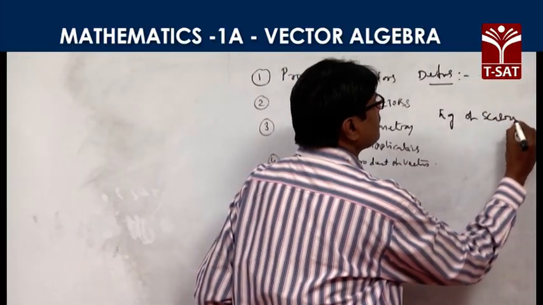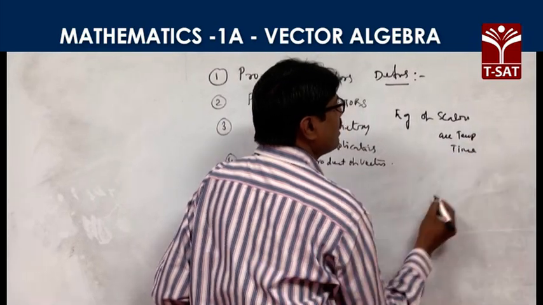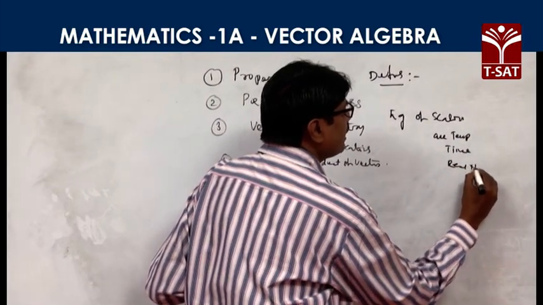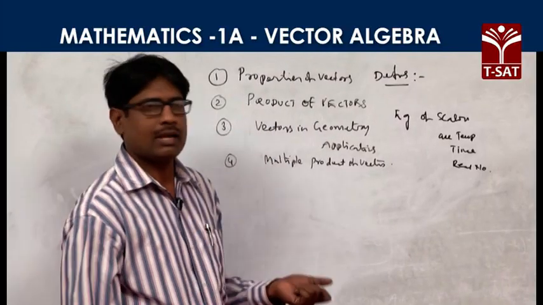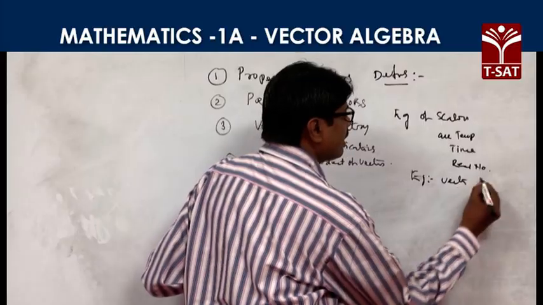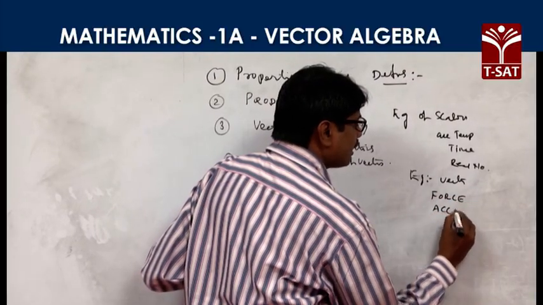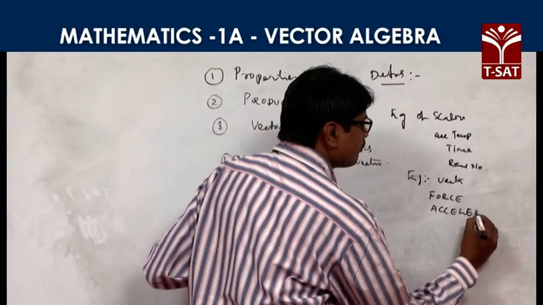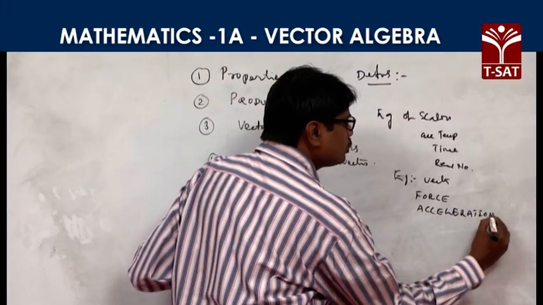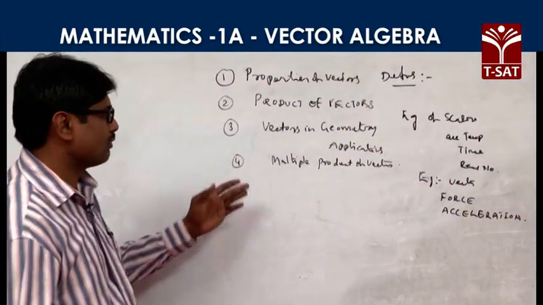Examples of scalars are temperature, time, and real numbers. These are the examples for the scalars. And examples for the vectors will be force, acceleration. These are the 2 examples. So in the algebra part, definitions, one more definition.